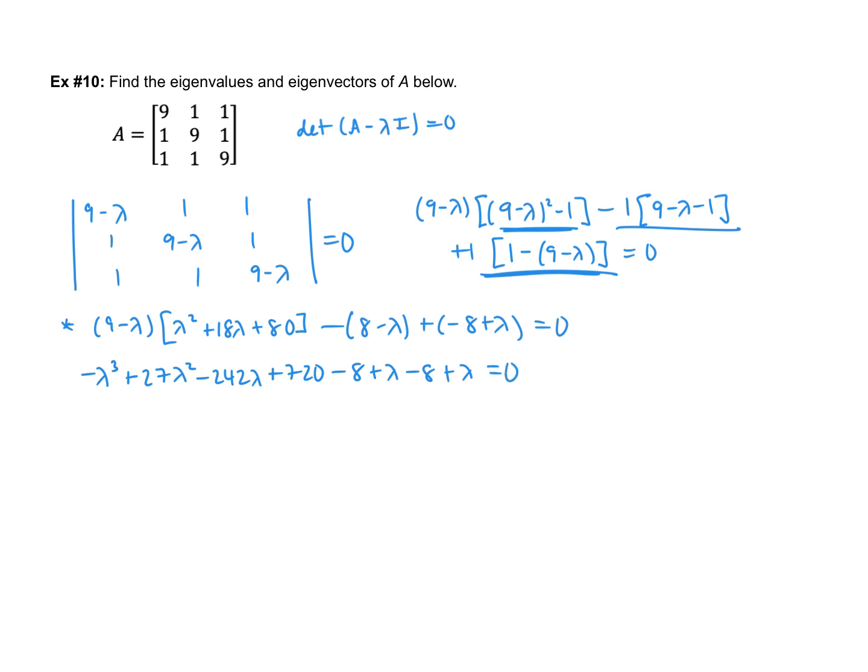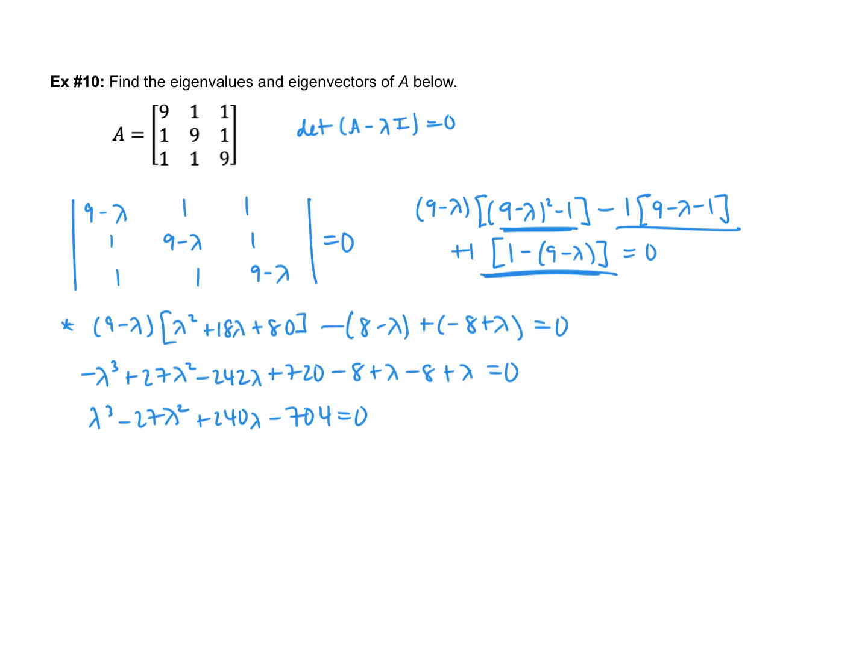So what that gives me then, if I divide everything by a negative, I get lambda cubed, subtract 27 lambda squared, add 240 lambda, subtract 704 is equal to 0. Okay, this is what you need to solve. You are not going to have a calculator on this.